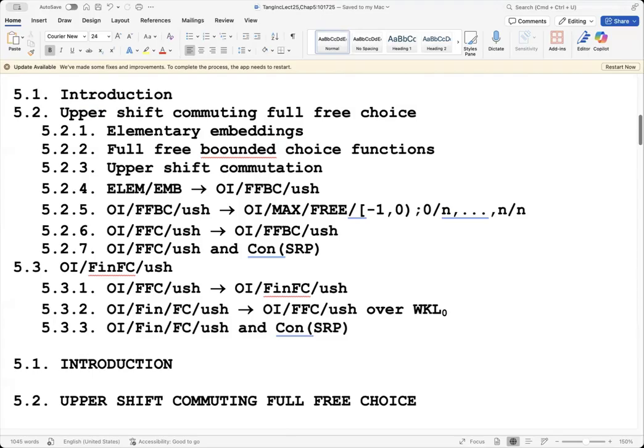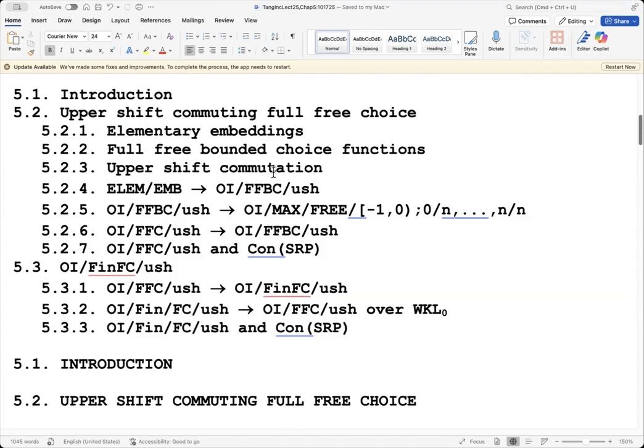Commutation. All right. In order to handle this properly, I need the theory of elementary embeddings, which is an integral part of modern set theory, but only a special kind. Only the elementary embeddings that you can get out of the SRP hierarchy, not stuff like a measurable cardinal.